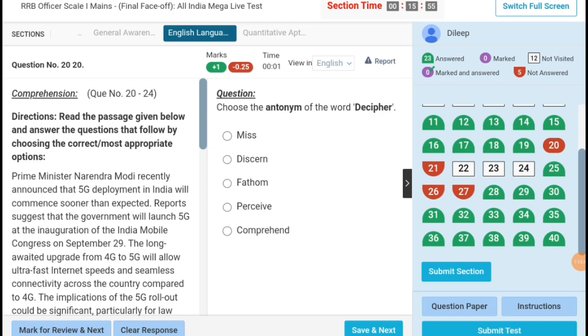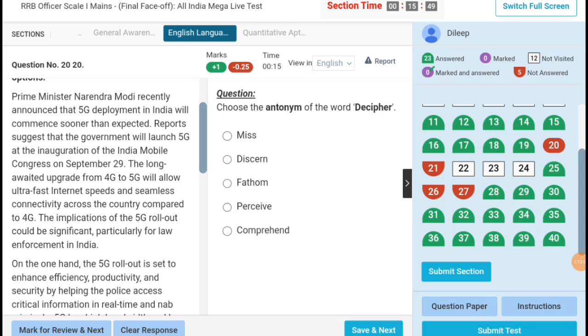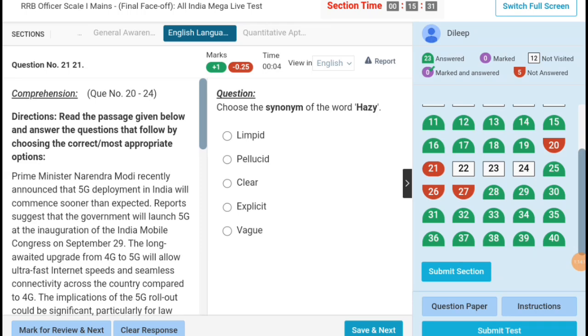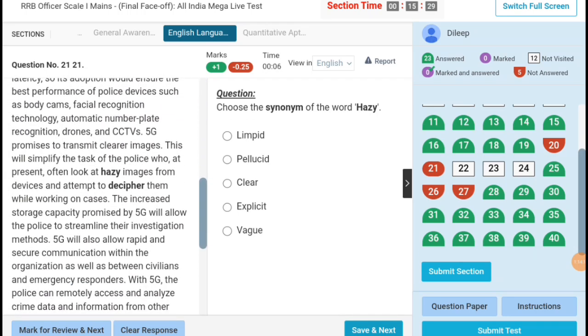Next one is Prime Minister Narendra Modi recently announced that 5G deployment in India will commence sooner than expected. Reports suggest that the government will launch 5G at the inauguration of India Mobile Congress, September 29. As he means, as he images.